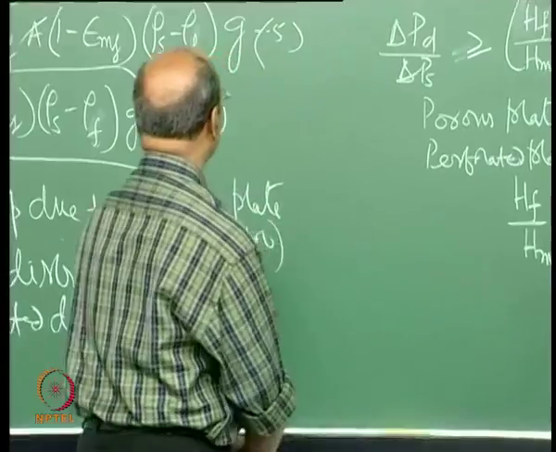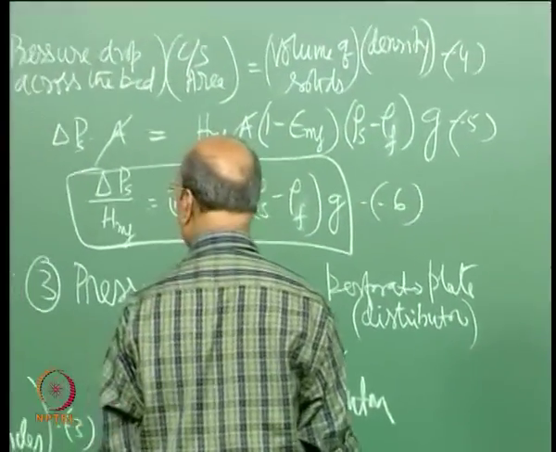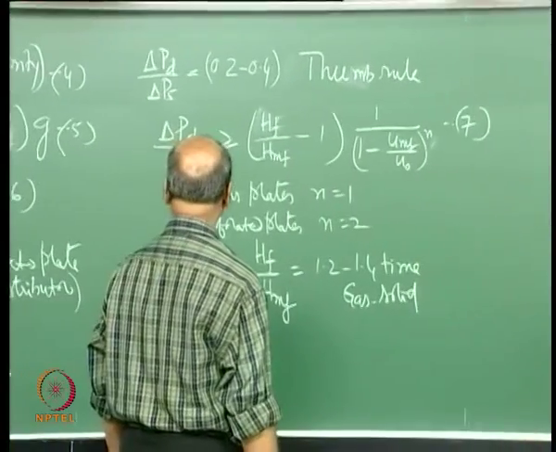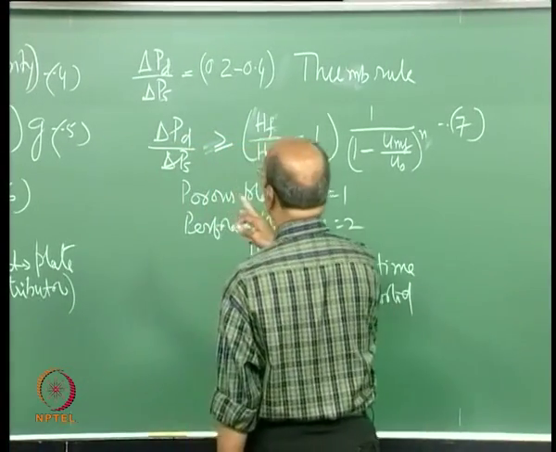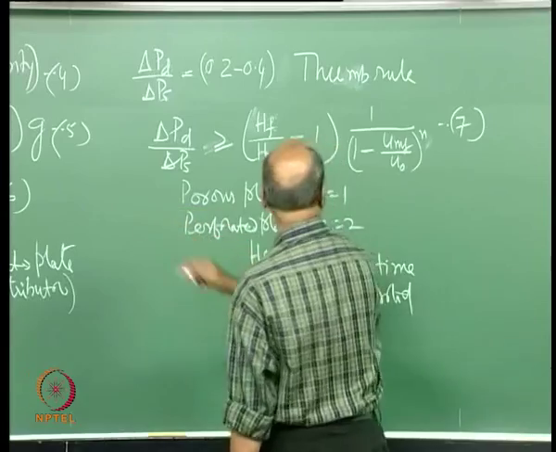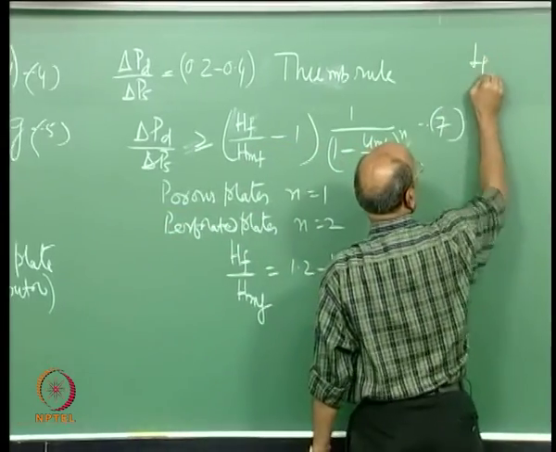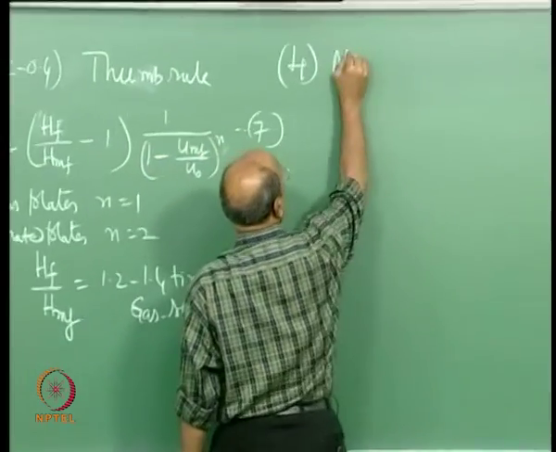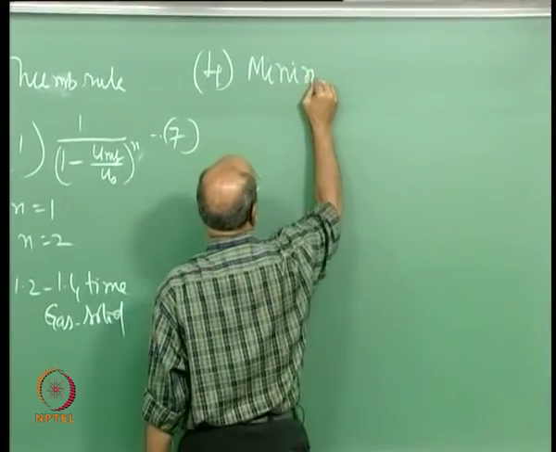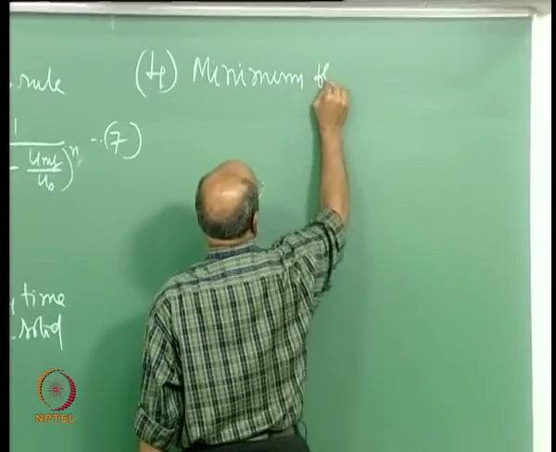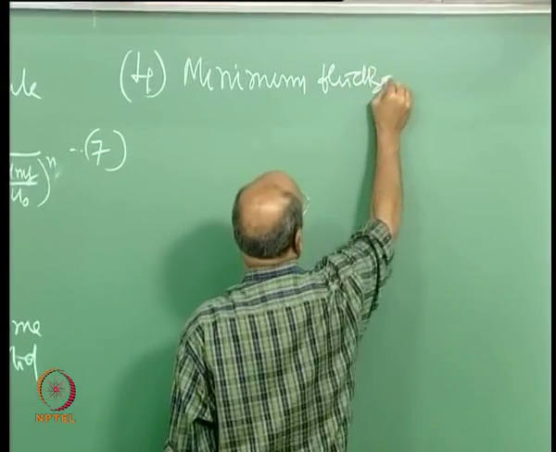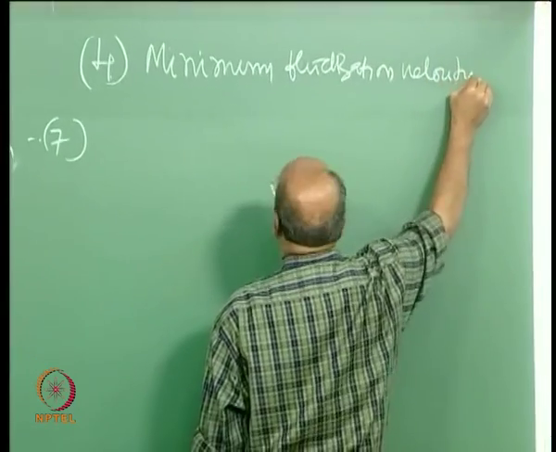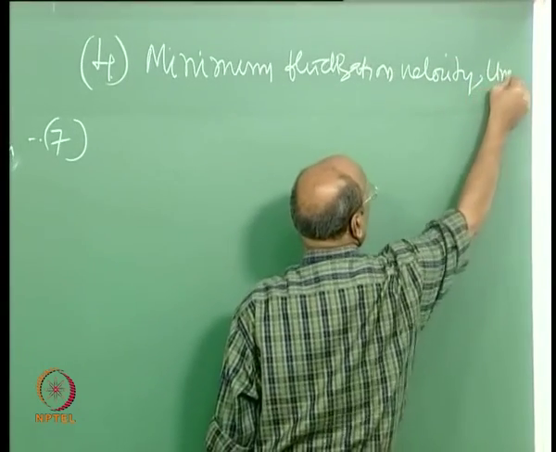And the next one is, Neela, what is the next point? This is 3, no? That is 3, yeah, 4. UMF, minimum fluidization velocity. How do you find out minimum fluidization velocity?